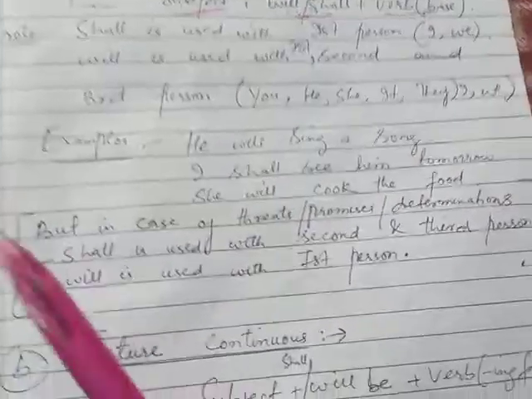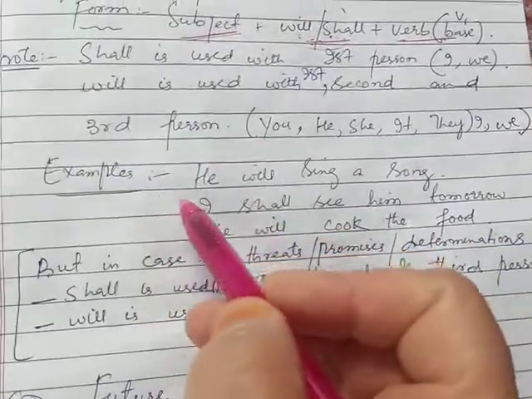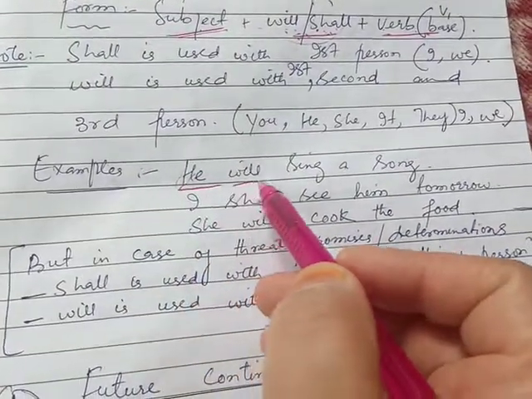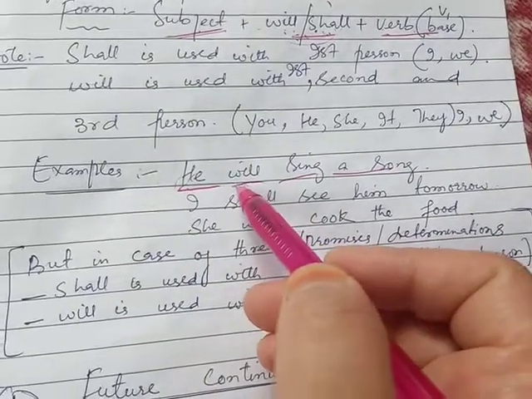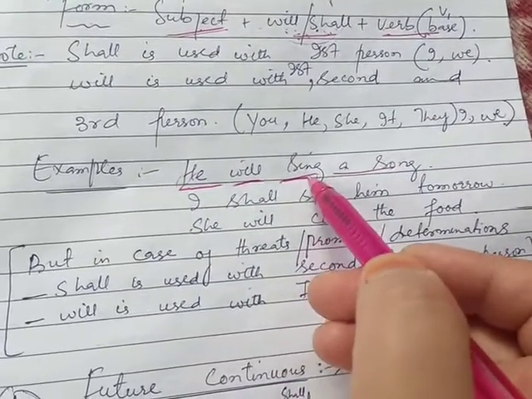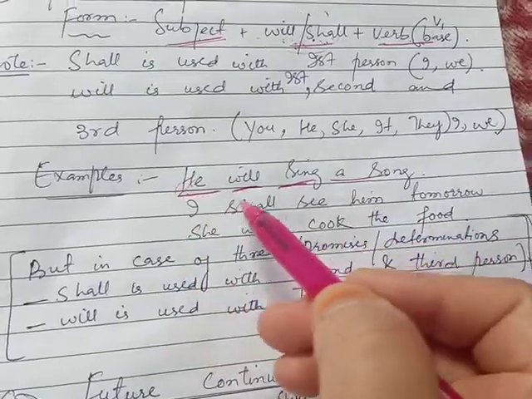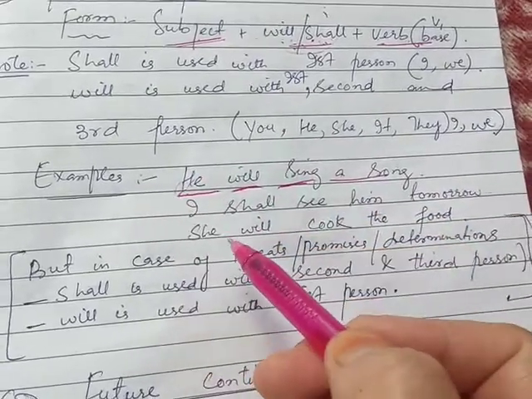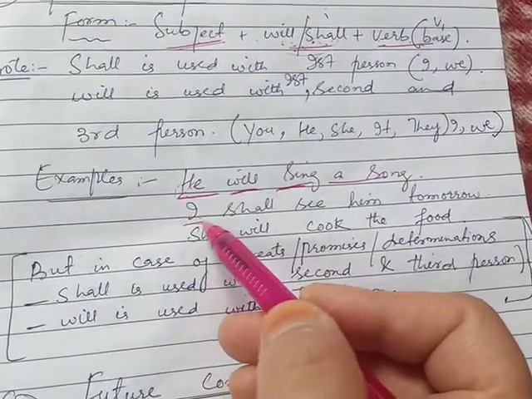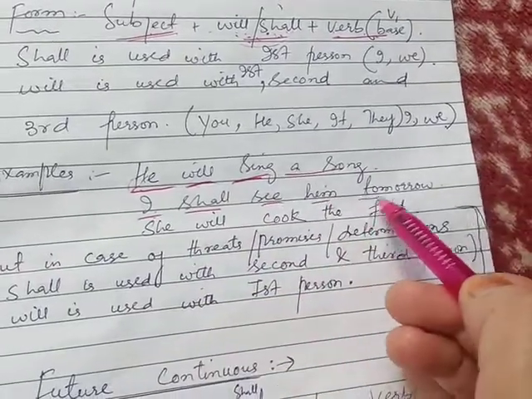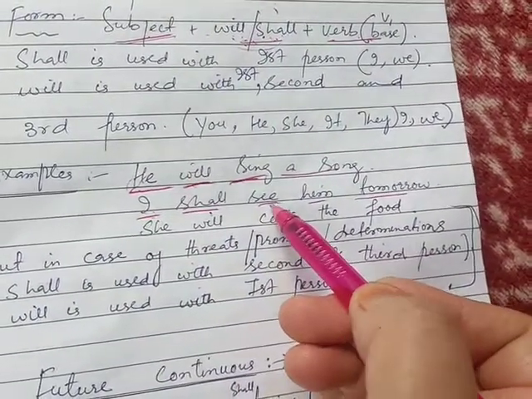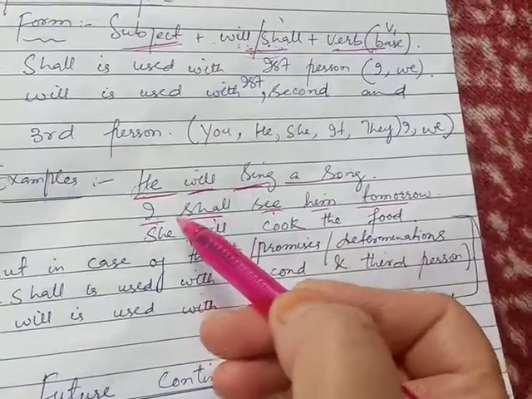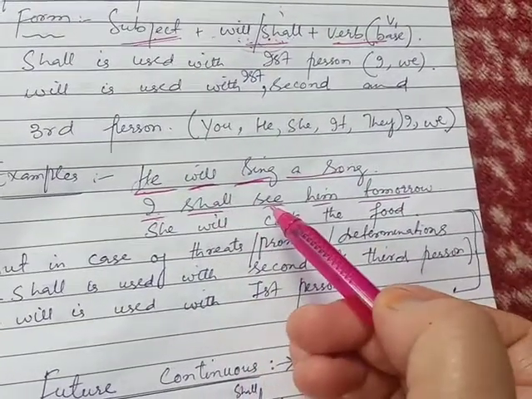Now I will tell you some examples. Look here, my dear students. He will sing a song. Dear students, he is the subject, plus will, plus verb in its first form. So this is future simple tense. Another example: I shall see him tomorrow. Subject plus shall plus verb in its first form, see. So this is future simple or future indefinite tense.